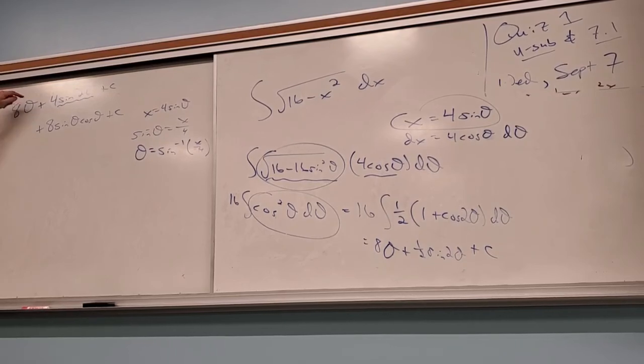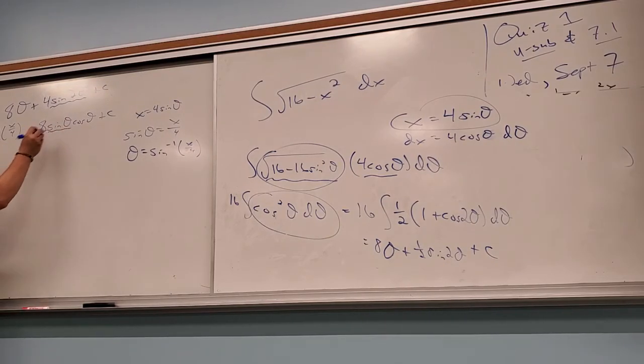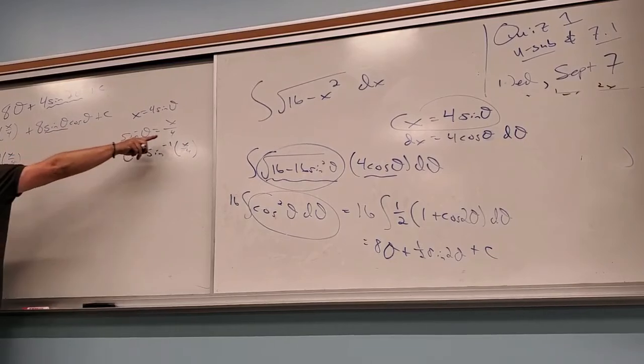Again, what variable did we start with? I better end with x. So theta is inverse sine x over 4. And what's sine theta? X over 4.